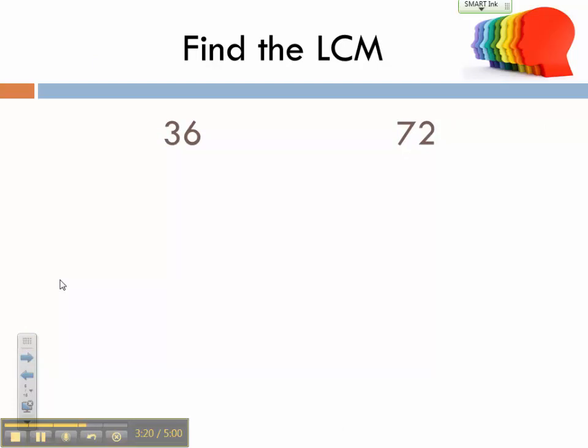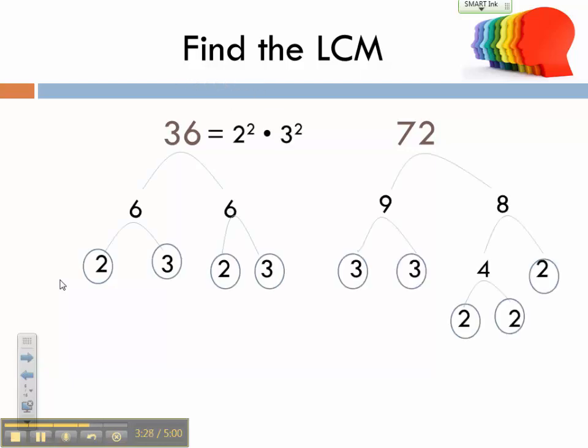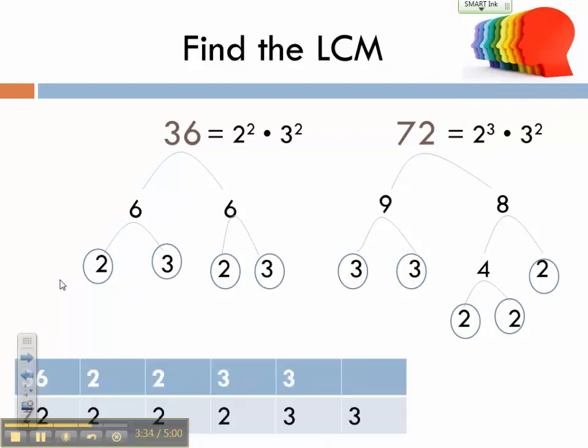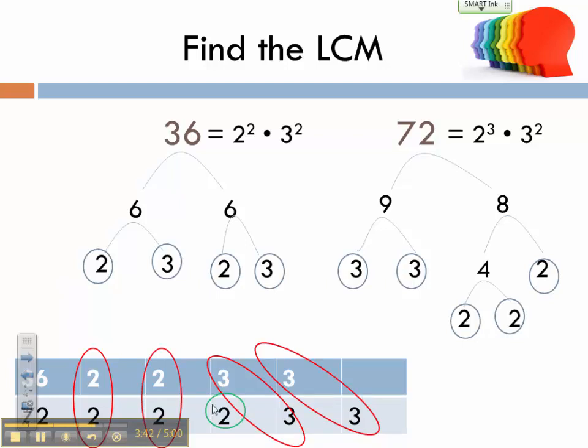Okay, pause the tape and try 36 and 72. Either method. Go for it. Here's my factor tree version. What do they have in common? Pair of 2's, pair of 2's, pair of 3's, pair of 3's. Yes, you can go diagonal. We're also going to include that leftover 2. Very important. So I've got a 2, a 2, a 3, and a 3.